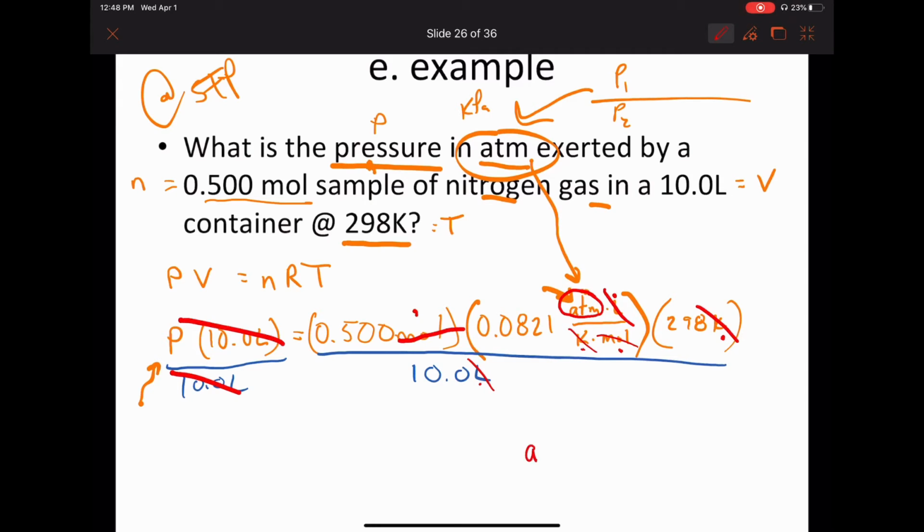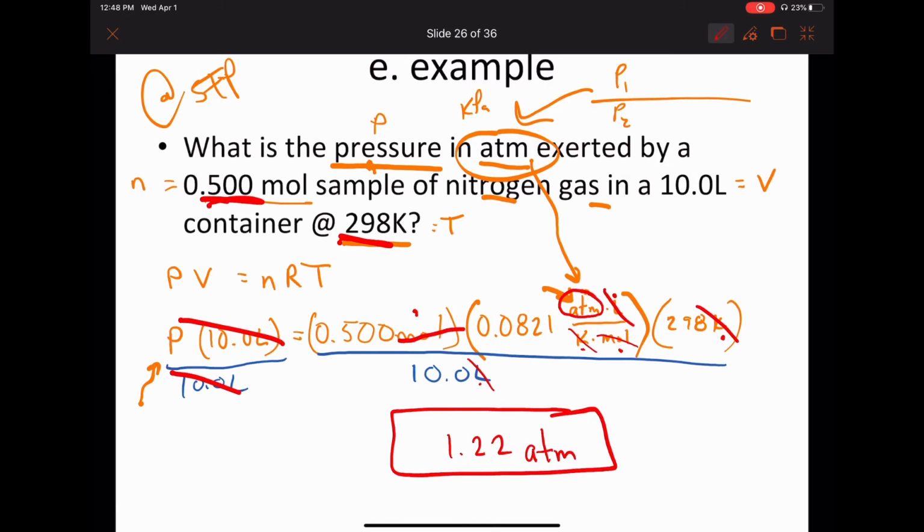So our answer is going to be in ATM, which is great because that's what we were asked to find, right? All right, and then for this one, you would multiply across the top. So 0.5 times the constant 0.0821 times 298, hit the enter button, and then divide it by your 10, and you should get 1.22 ATM. And it's 3 sig figs because everything above was 3 sig figs. All right, hopefully that helps.